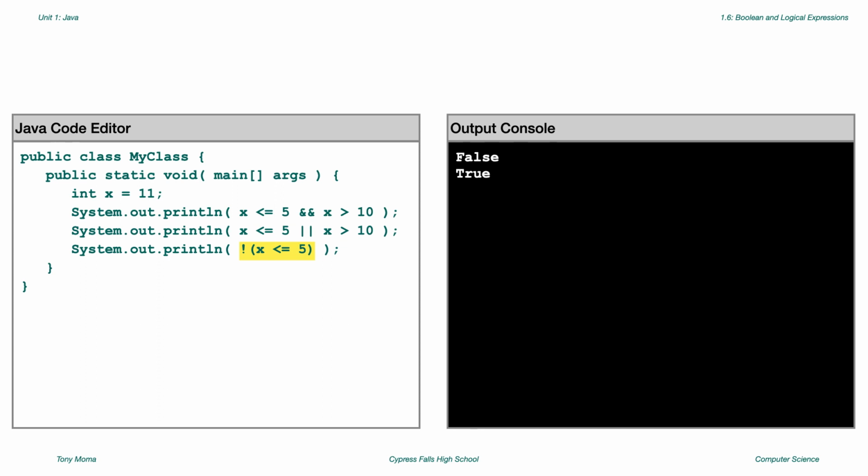Then, on the next line, we apply the not operator to the expression x is less than or equal to 5. To evaluate this, we must first evaluate the expression inside the inner set of parentheses. X is less than or equal to 5. 11 is not less than or equal to 5, so that inner expression is false. When we apply the not operator to it, it'll flip it. It'll reverse it, turning the expression from false to true, making true our output.